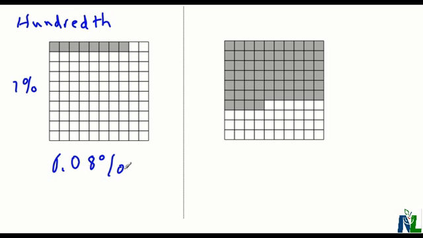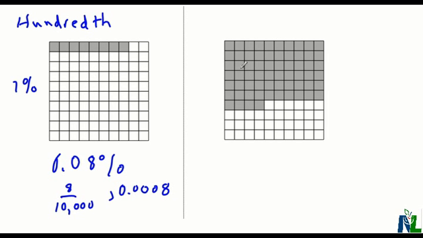So that's 0.08%. As a fraction, that would be 8 over 10,000. Or as a decimal, it'd be 0.0008. And we'll go over more of those, how to convert from one to the other. But that's what this represents if I'm told I have a hundredth chart.